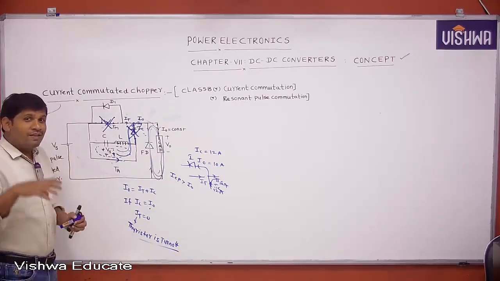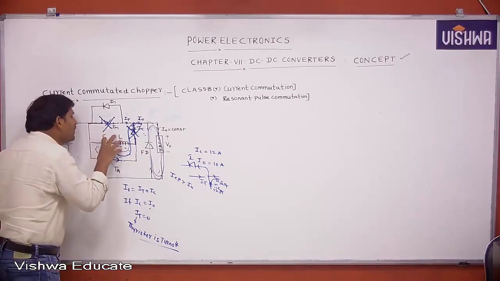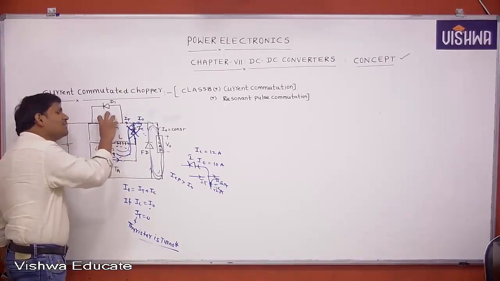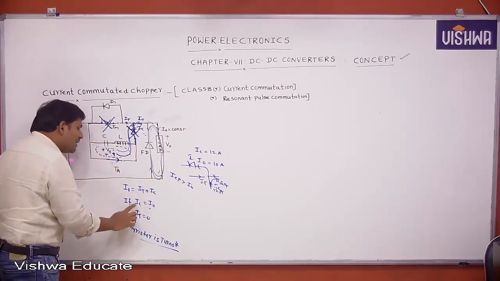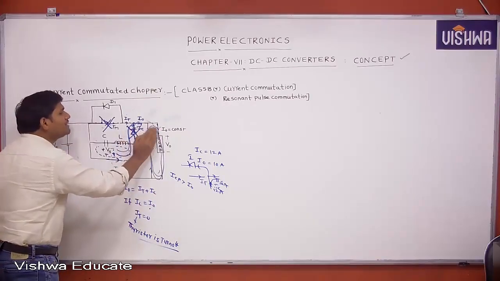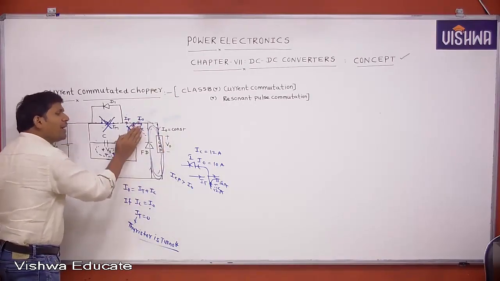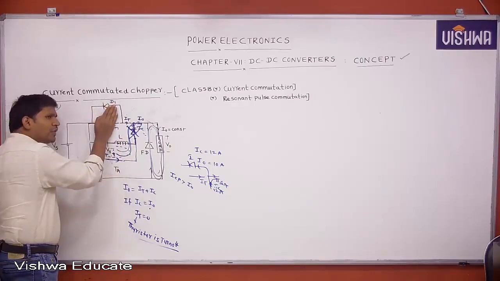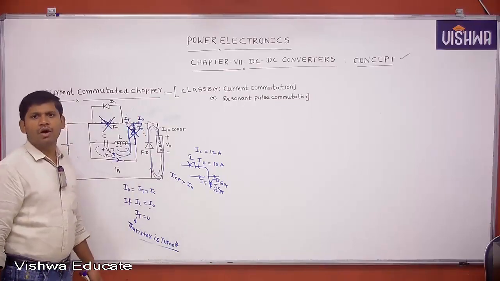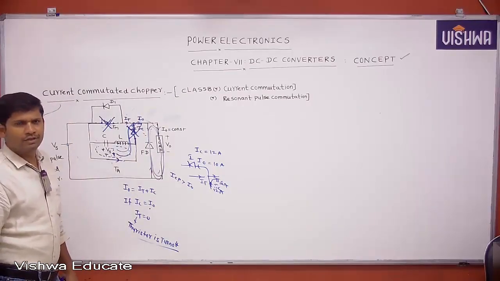Understood? In this circuit, how will the main thyristor be turned off? This circuit will turn off the main thyristor by making IC equal to I0. If the load current supplied is equal to the capacitor current, then there is no current through the main thyristor, and the main thyristor will be turned off. This type of commutation is called current commutation. Understood? Okay.